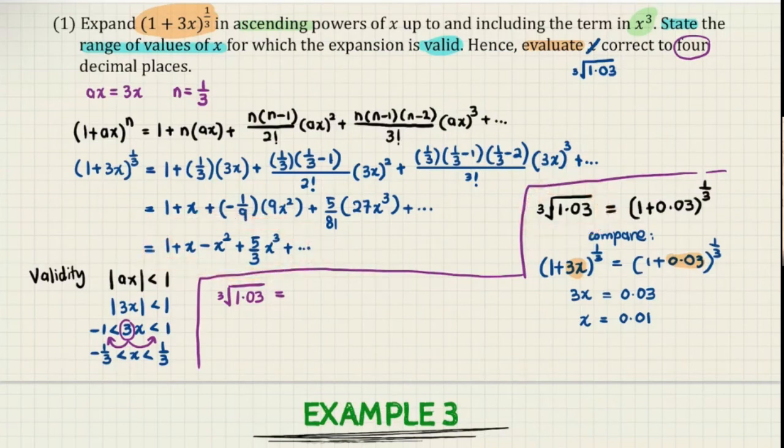Okay. Now hanya perlu gantikan sahaja x sama dengan 0.01 dalam this expansion. So 1 plus 0.01 minus 0.01 squared plus 5/3 of 0.01 cube plus dot dot dot.